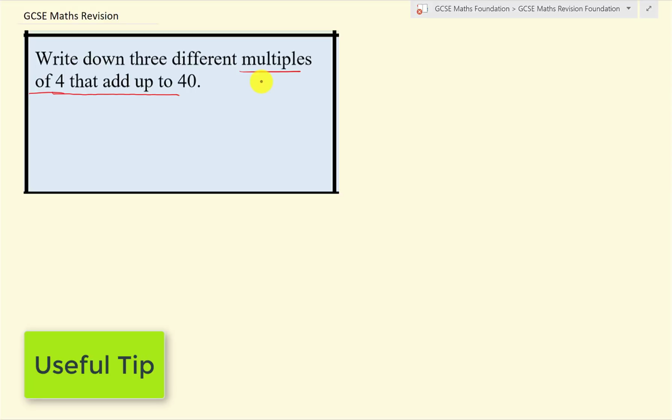So if you're not sure how to answer this type of question, I would say, always write down the multiples of 4 and then choose your numbers very carefully. It might be worth 2 marks, so why not spend 2 minutes?